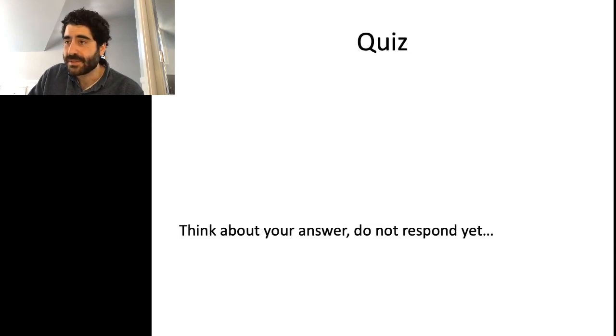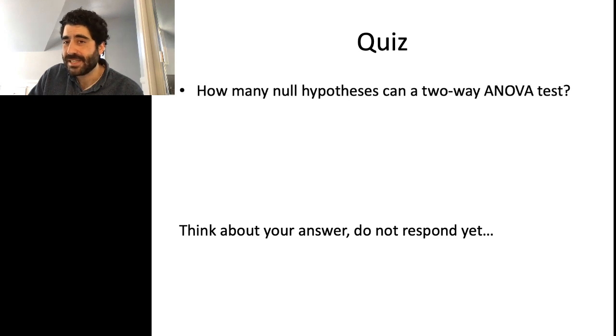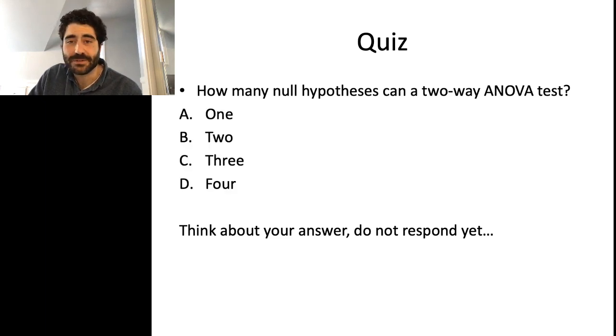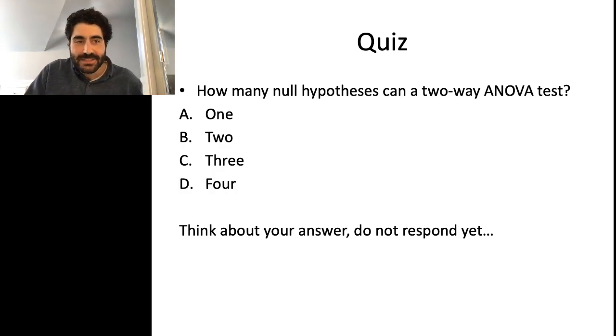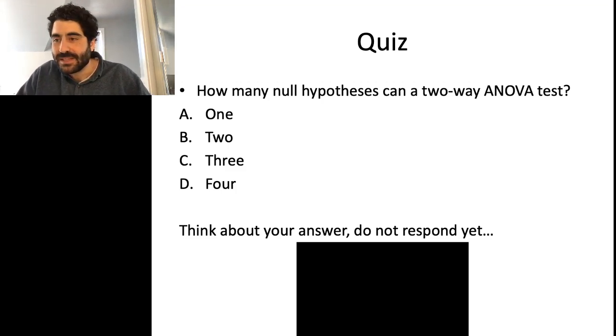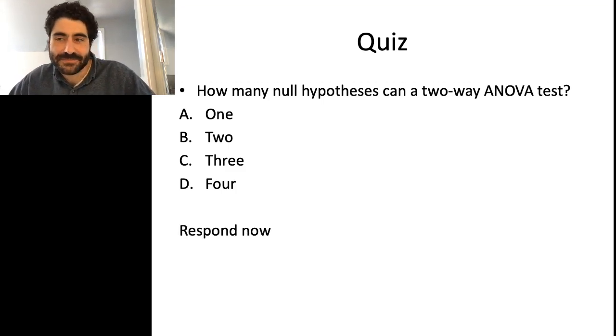Okay, so as a quick test here, how many null hypotheses can we test with a 2-way ANOVA? 1, 2, 3, or 4? Oops. My timer is not working. I'll just count 10 seconds in my head here. Okay. So what do people think?